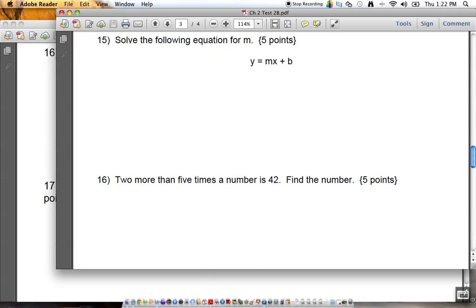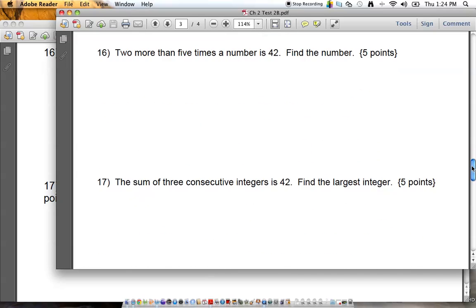Okay, so now, let me just scroll this up a little bit. It says, 2 more than 5 times a number is 42.